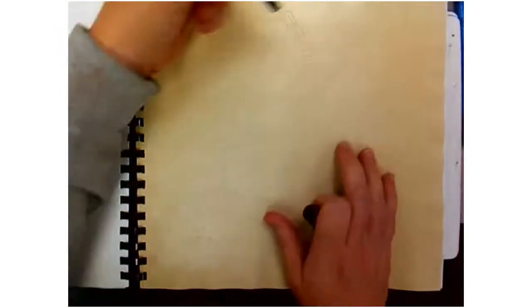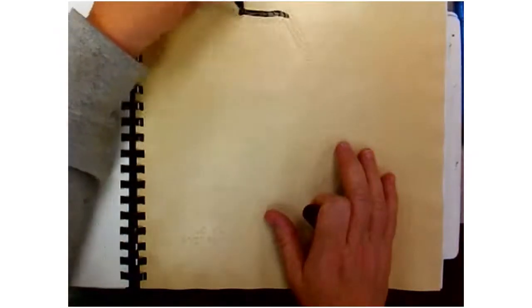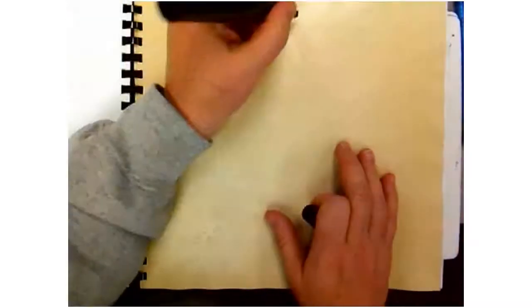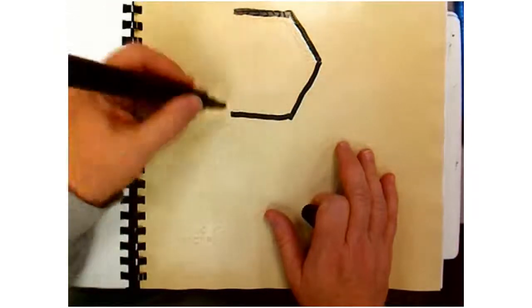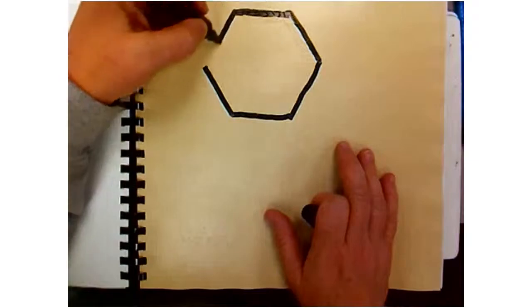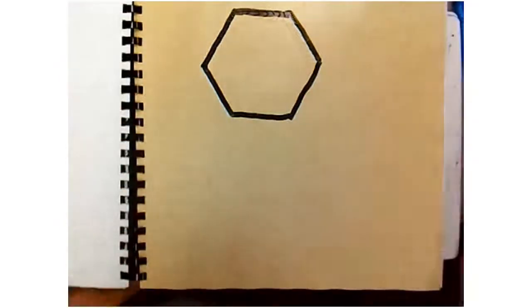2, 3, 4, 5, 6. It's a hexagon. It is a hexagon, and it looks like it's probably a regular hexagon. They look very similar. They didn't give us tick marks, but it's pretty small though.